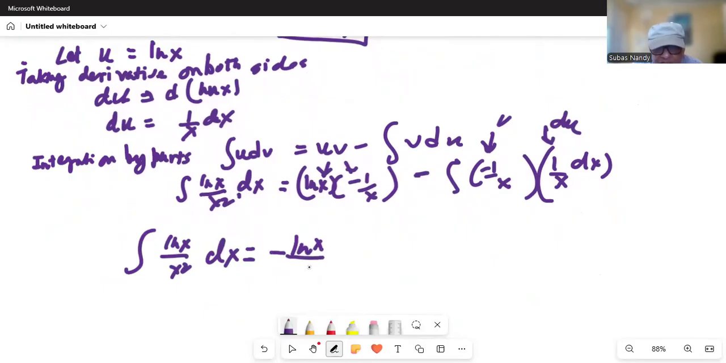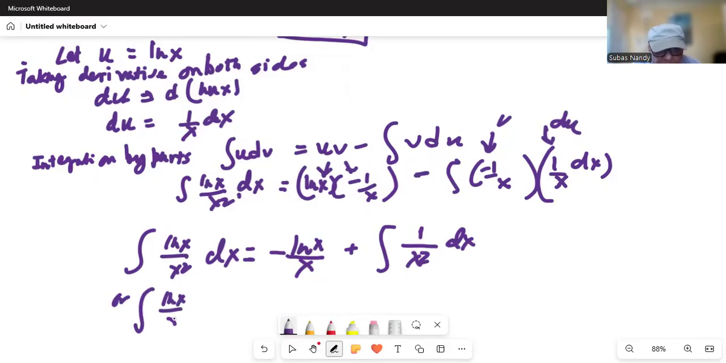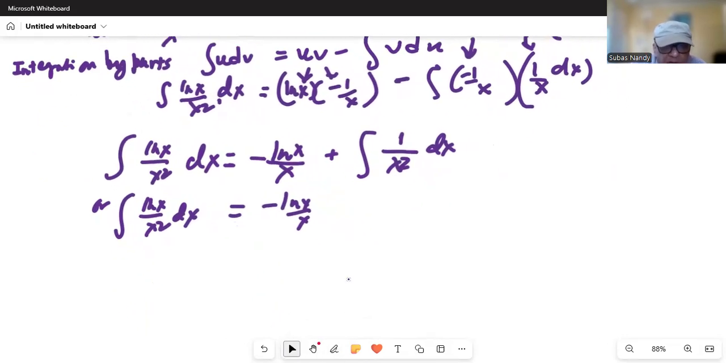ln x by x, and there are two minuses here, so it becomes plus integration of 1 divided by x multiplied by 1 divided by x is 1 over x square dx. This is dx, right? Yeah, dx. So this is equal to integration of ln x by x square dx is equal to minus ln x by x plus, let me move this up a little bit.